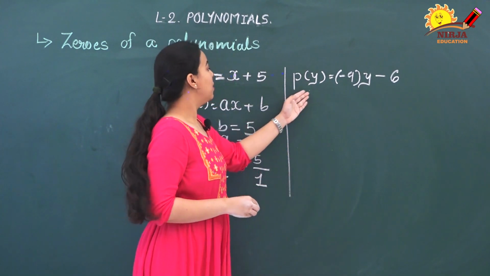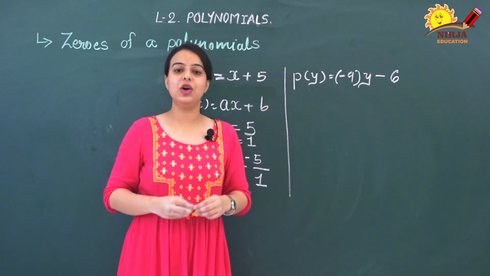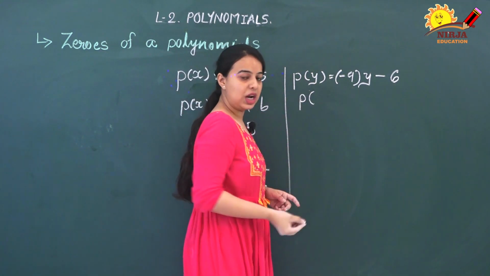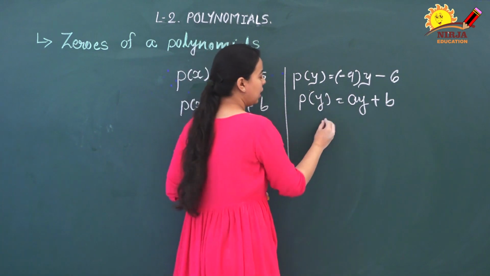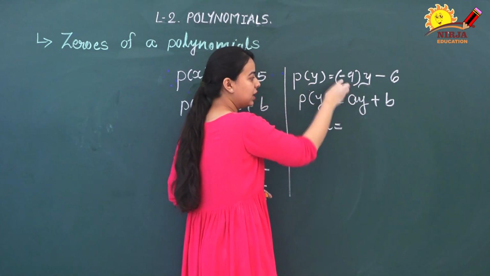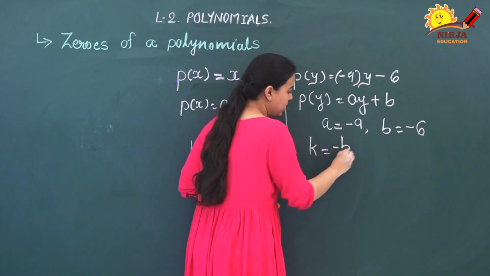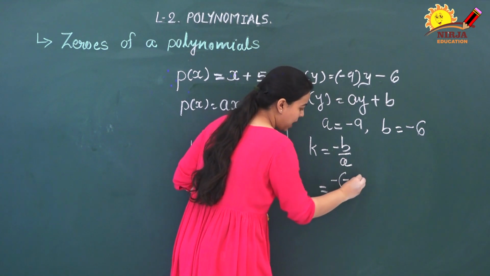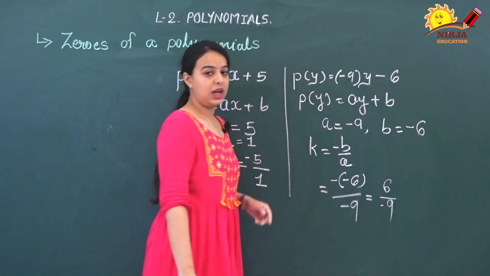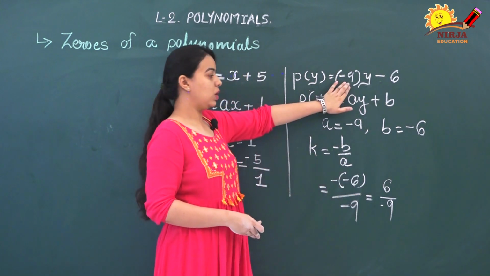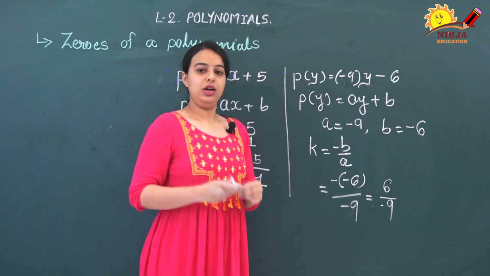Now next we are going to see p of y is equal to minus 9y minus 6. Here also we are going to compare this polynomial with the standard form, which is p of x. If we write p of y, it will be ay plus b. Now let's find our a and b from this. a is the coefficient of the variable, and the coefficient of the variable is minus 9 over here, and b is minus 6. So as per our equation, k is equal to minus b upon a, that means minus of minus 6 upon minus 9. Minus of minus 6 will be 6, so 6 upon minus 9. By putting this value of k into this polynomial, you can verify whether this value is a zero of this polynomial or not.